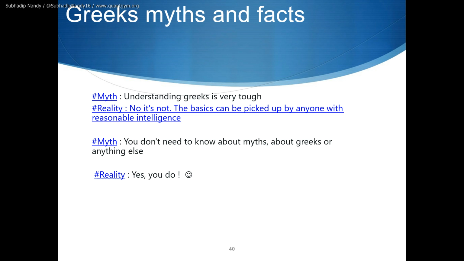Understanding Greeks is very tough. This is another myth. Now, reality, it's not. The basics can be picked up by anyone with reasonable intelligence.